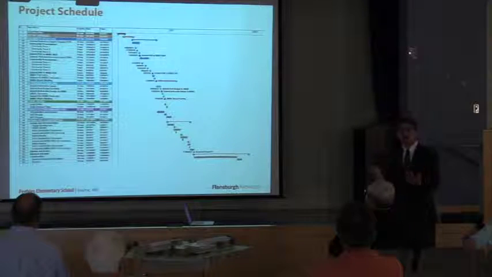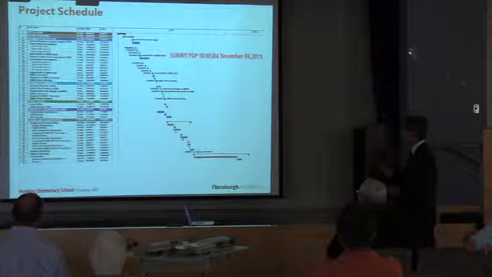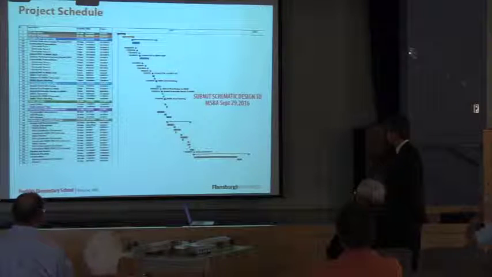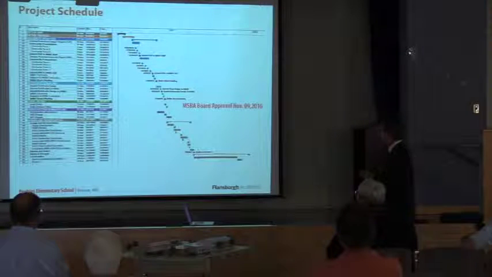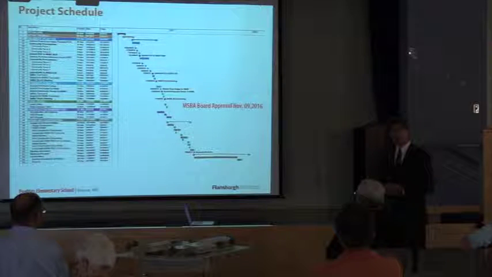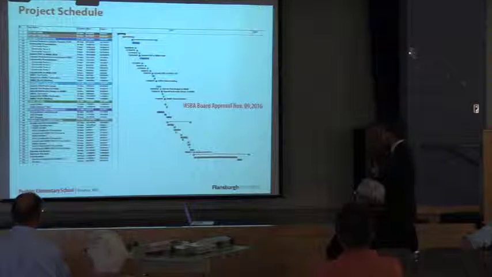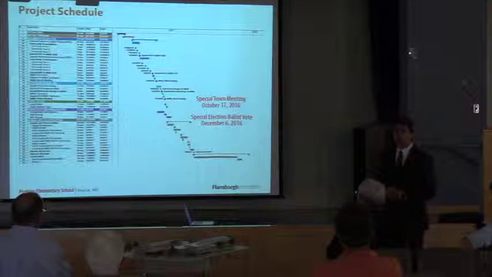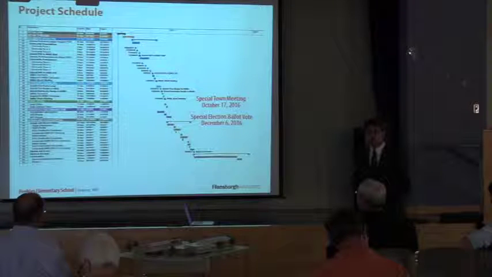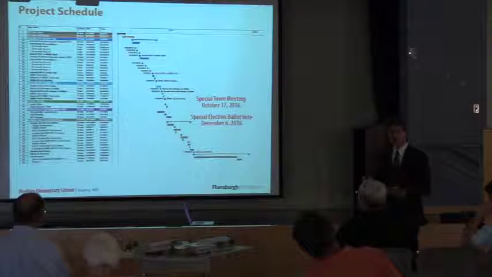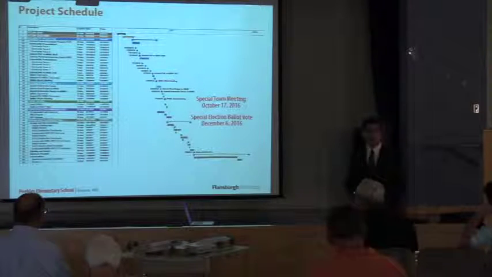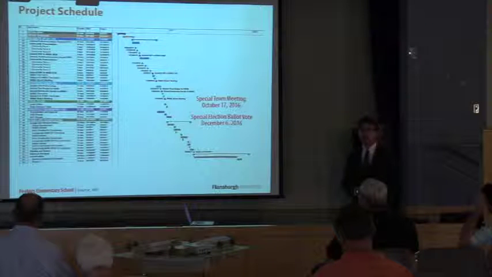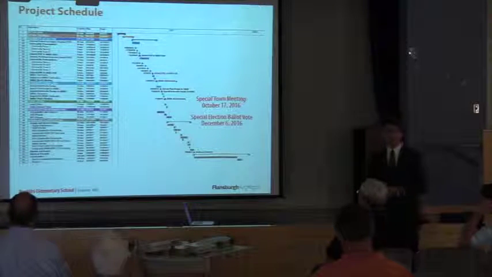I know this is our guiding schedule. Let's pull up a few dates. We submitted the PDP on December 18th, the PSR on June 2nd. We're going to submit the schematic design on September 29th. Board approval with that schematic design will be November 9th of this year, November 9th, 2016. We anticipate bringing the project to the voters at the special town meeting this October 17th, 2016, seeking appropriation for the overall project. And then on December 6th of this year, 2016, with a successful town meeting vote, we anticipate being on the special ballot election vote for the debt exclusion vote.